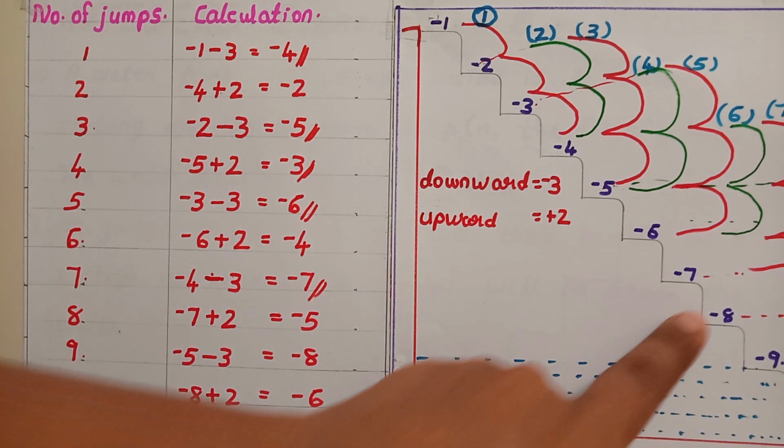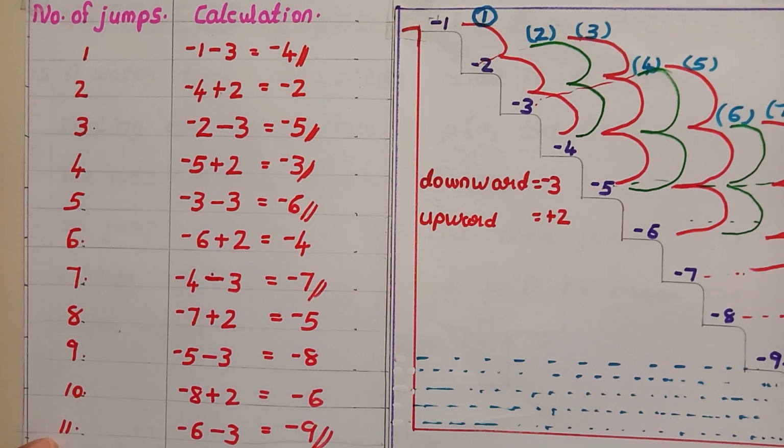Now he reached the water level and he made how many jumps? 11 jumps.